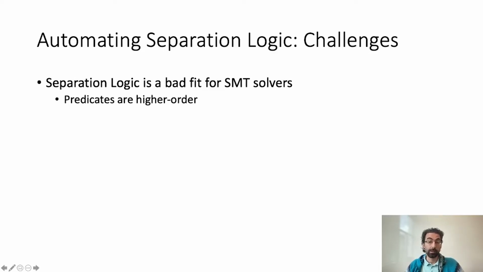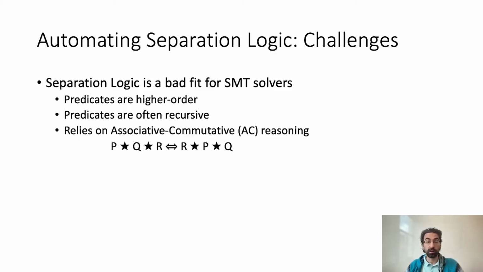The first one being that separation logic is inherently higher order. Separation logic predicates are heap predicates, which are combined using different operators such as the separation logic star. Second, many separation logic predicates are recursive, and this is the case, for instance, of predicates modeling data structures like lists or trees that need to be packed and unpacked during verification. And lastly, and perhaps more importantly, the separation logic star is associative and commutative, and as such reasoning heavily relies on AC (associative-commutative) rewritings, for instance to prove that P star Q star R is equivalent to R star P star Q, which is something that SMT solvers struggle with.